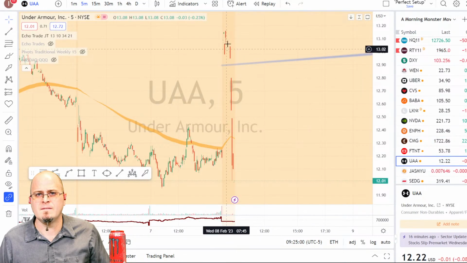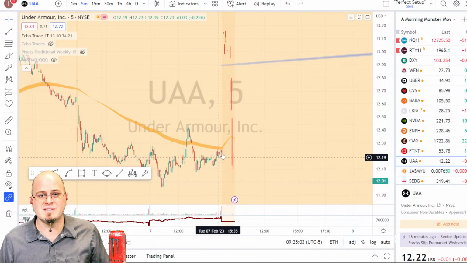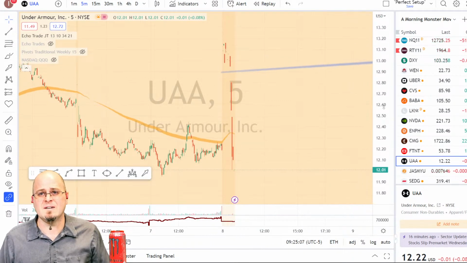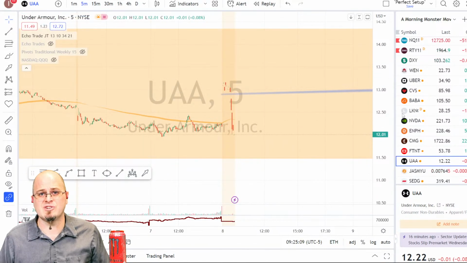UAA, pop and drop. That's classic pop and drop. Like, popped up, dropped right back down. I figured they would just chop in this range here.